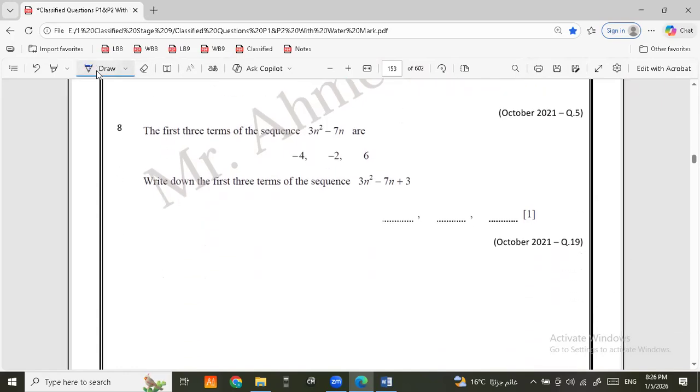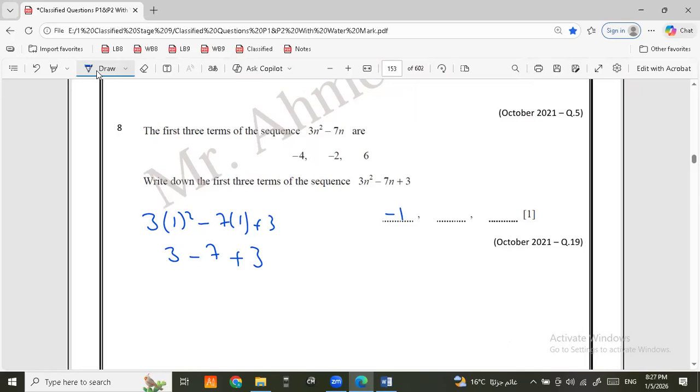The first three terms of the sequence of 3n squared minus 7n plus 3 are negative 4, negative 2, 6. Write down the first three terms of the sequence. This sequence, just as normal, 3 multiplied by 1 squared minus 7 multiplied by 1 plus 3. This is going to give you 3 times 1, which is 3, minus 7, which is negative 4, plus 3, which is going to be negative 1.